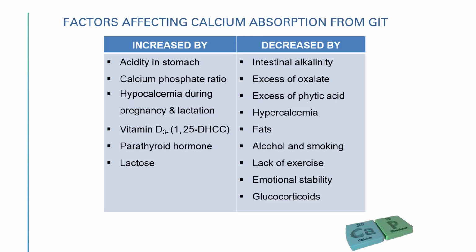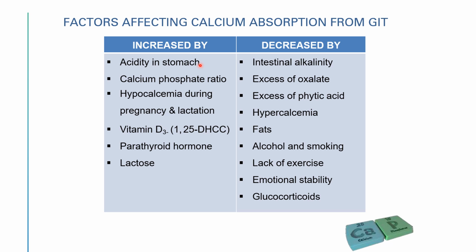So we will see the factors affecting calcium absorption from the GIT. Absorption is increased by acidity in the stomach, calcium phosphate ratio, hypocalcemia during pregnancy and lactation, and vitamin D3. Under the influence of vitamin D3, calcium absorption is increased, and also parathyroid hormone. So these two are very, very important hormones in regulating calcium homeostasis. Lactose also increases it, and it is decreased by intestinal alkalinity, that is opposite for this.